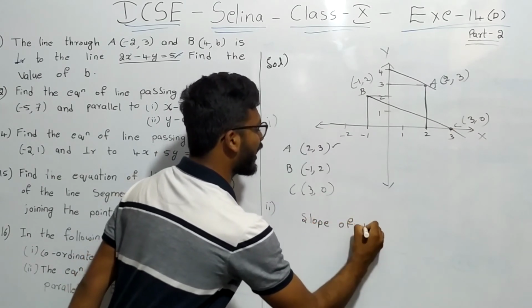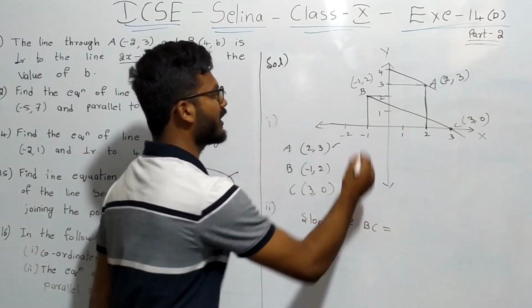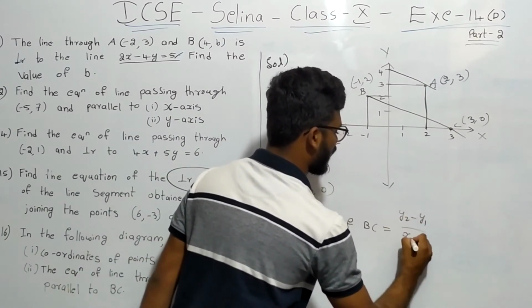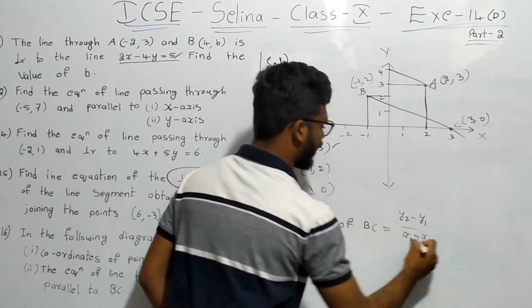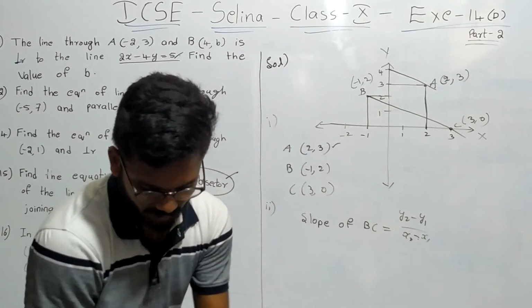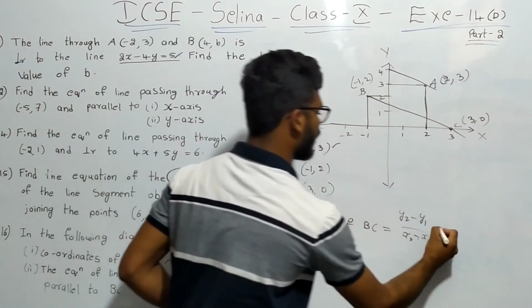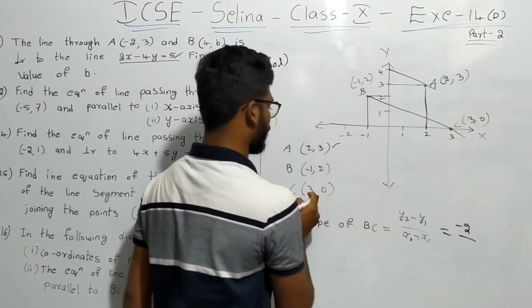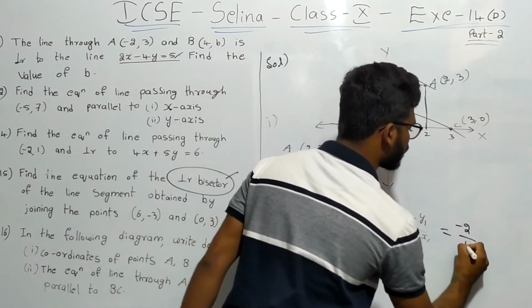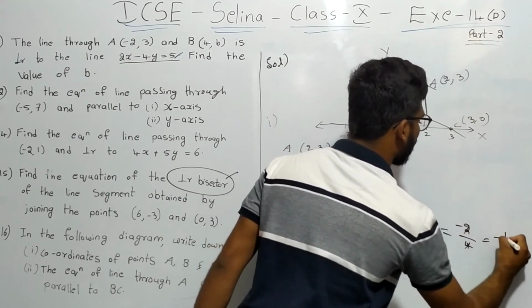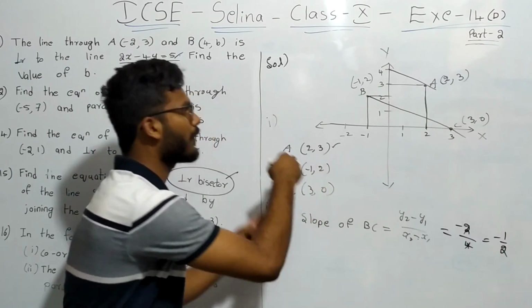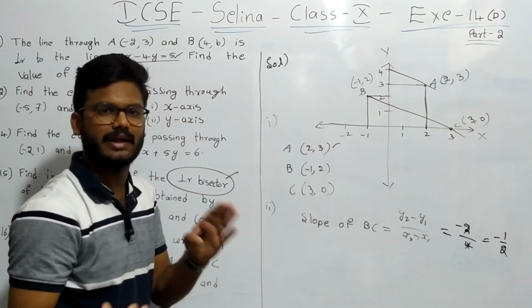Why? The slope of a parallel line will be the same, right? So the slope of BC will be (y2 minus y1) by (x2 minus x1). y2 is 0 minus 2, so -2, by x2, 3 minus of minus 1, that is 3 plus 1, is 4. So -1 by 2 is the slope of this line. The slope of the required line is also the same as they are parallel.